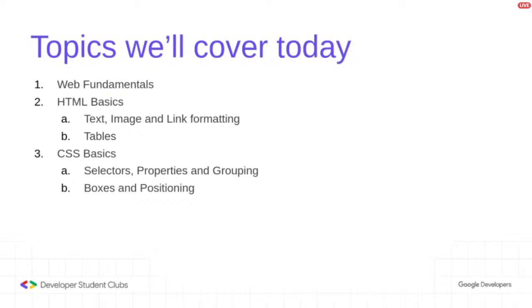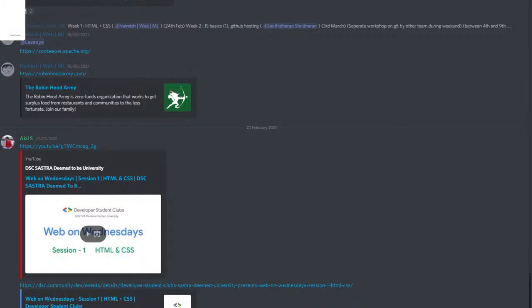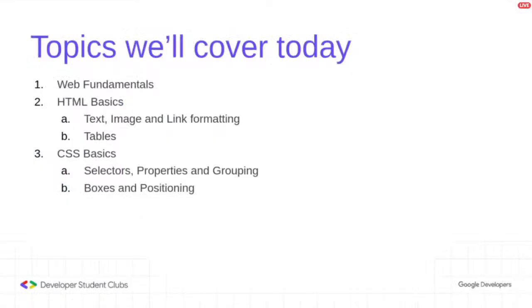So we're going to be looking at the basics of HTML and CSS. But before we get to the basics, we'll have to understand how the web works, right? The topics we'll be looking at today are web fundamentals, the basics of HTML, which includes text, image, and link formatting, and HTML tables. And we'll also be looking at the very, very basics of CSS, like using selectors, properties, grouping, etc.